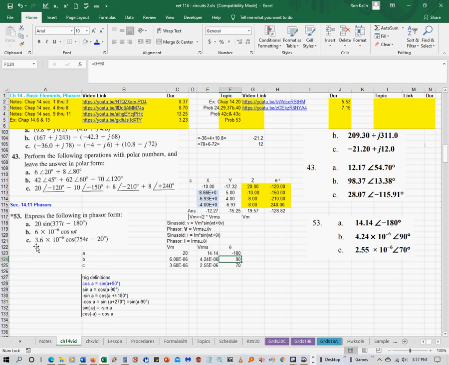And part C, 3.6 times 10 to the negative 6 again times cosine of 754t minus 20. So you want to convert that cosine of A to sine of A plus 90. You have to take 3.6 times 10 to the negative 6 divided by the square root of 2. You get 2.55 times 10 to the negative 6. And then your phase angle is going to be negative 20 plus 90, which is going to be plus 70. That's how they got that.